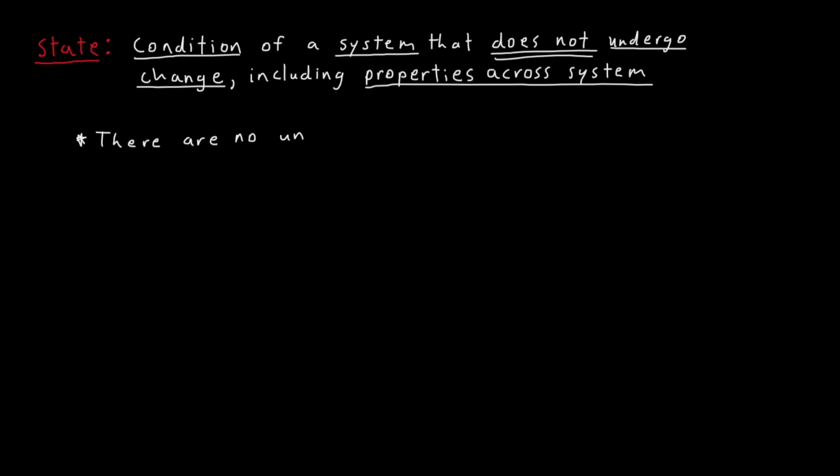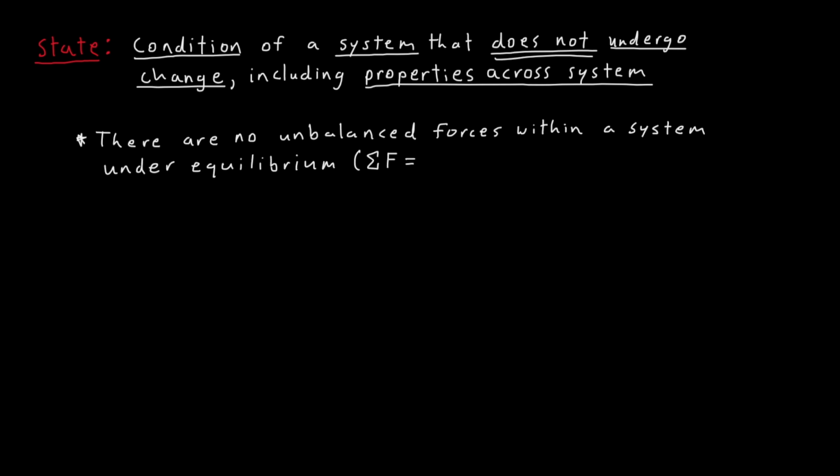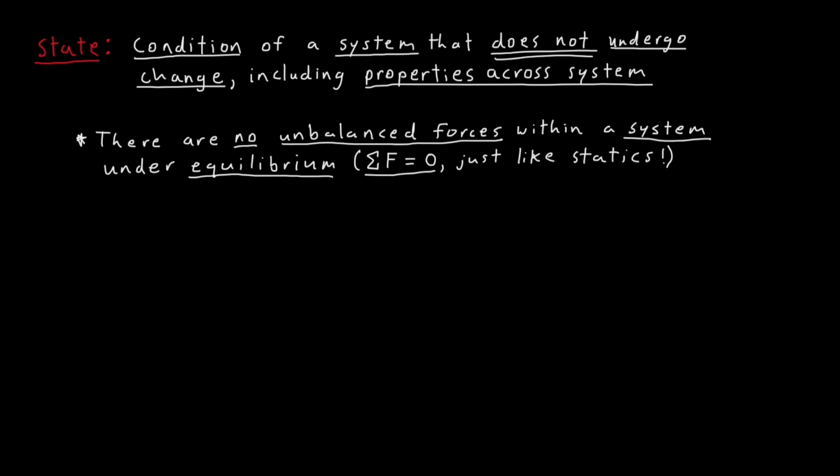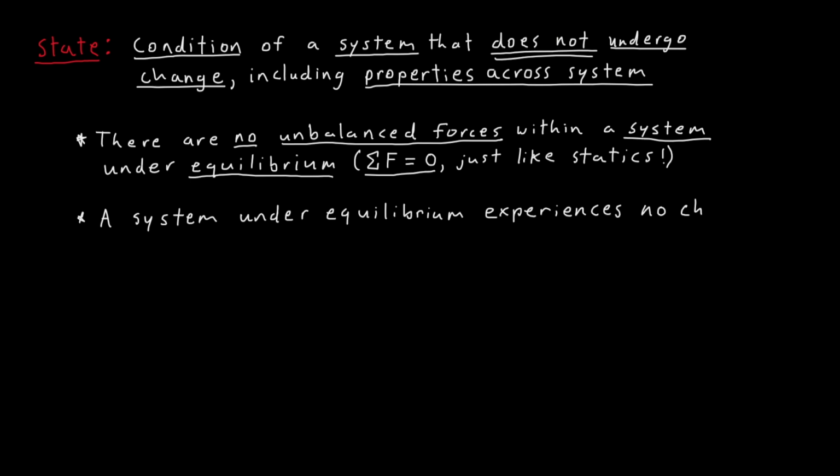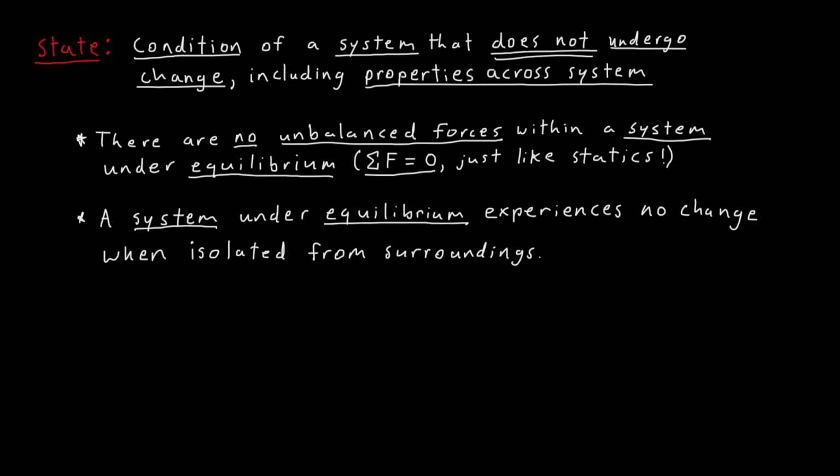Additionally, we must fundamentally assume that there are no unbalanced forces within a system that is under equilibrium. And note that equilibrium here is similar to static equilibrium, where the summation of forces equals 0. So there are no unbalanced forces within a system under equilibrium. Next, we must also assume that a system under equilibrium ultimately experiences no change when it is isolated from its surroundings. So systems under equilibrium experience no change when isolated from surroundings.